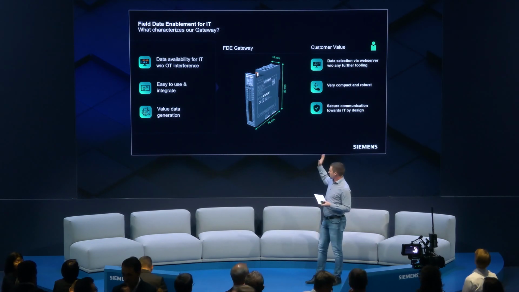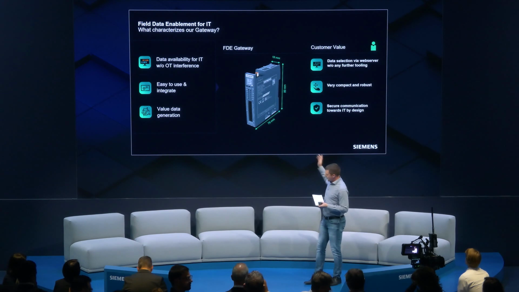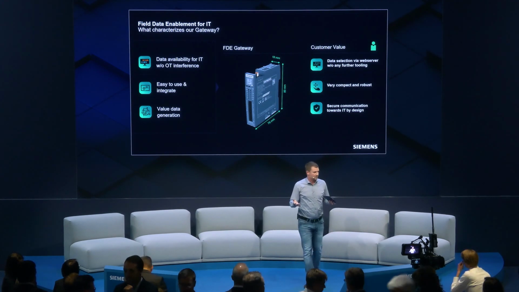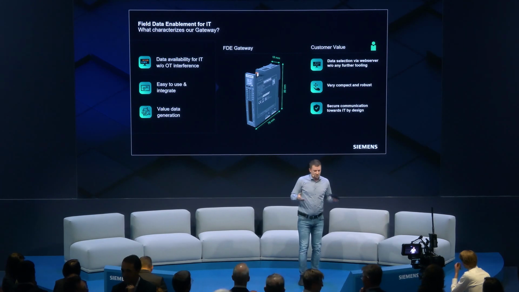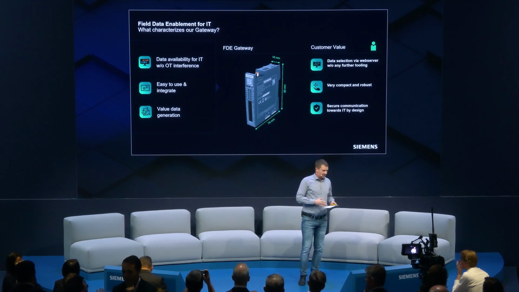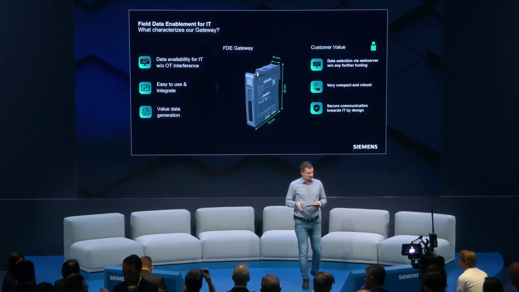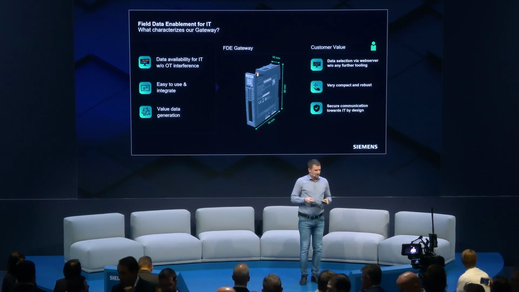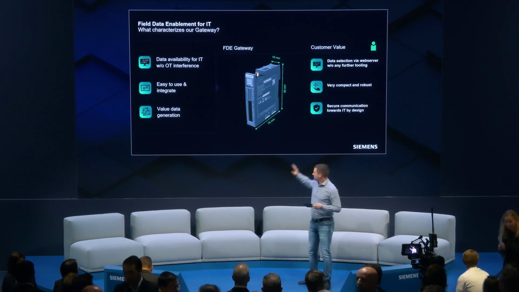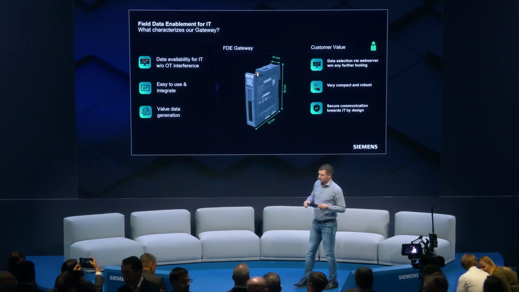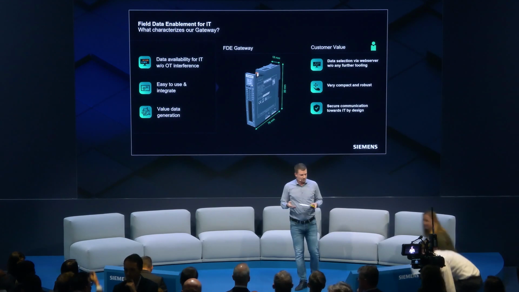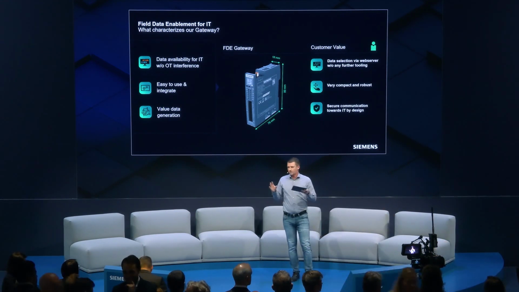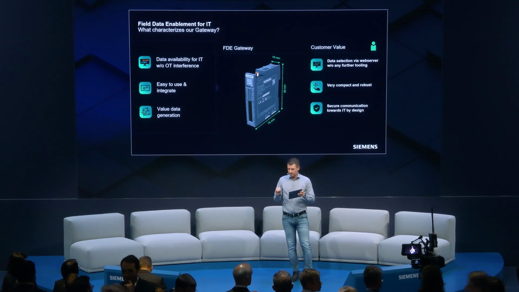So the gateway, of course, uses the same characteristics. It's a multi-interface gateway on the south side, with a serial interface, as well as Ethernet-based interfaces and a Wi-Fi interface. For us, it's very important, as the first customer value says, it's the data selection via web server. It's important for us that we can directly configure all the data we want to have in the field directly on the device.